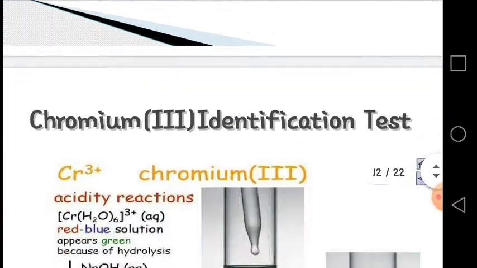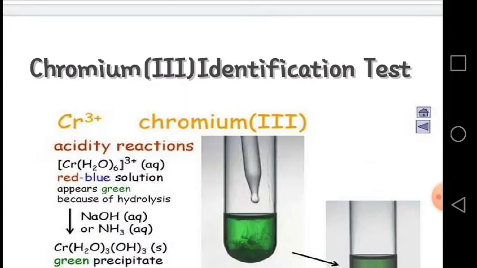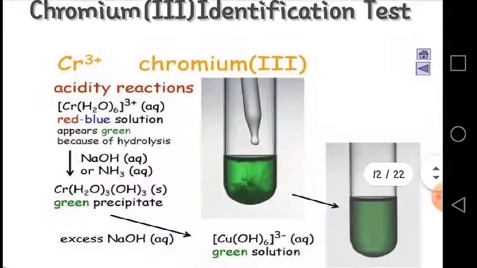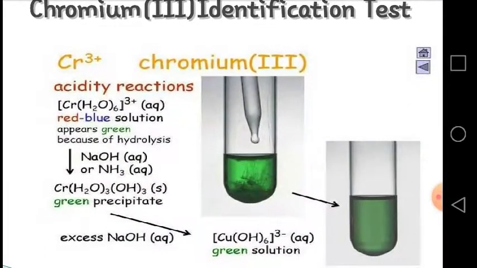Now dear students, we are going to identify chromium. How can we identify chromium? When we add sodium hydroxide solution to chromium, a green precipitate is formed which dissolves in excess of sodium hydroxide.